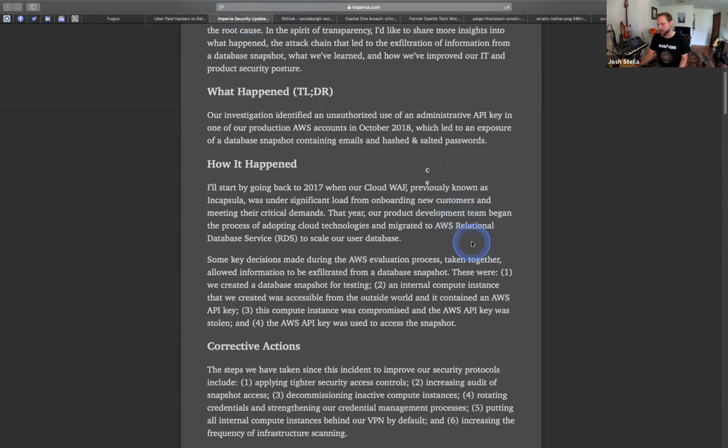They make things like web application firewalls for cloud and so on. So they're security practitioners, and they're pretty darn good at it. But they got hacked too. So again, this can happen to just about anyone unless you're extraordinarily careful.